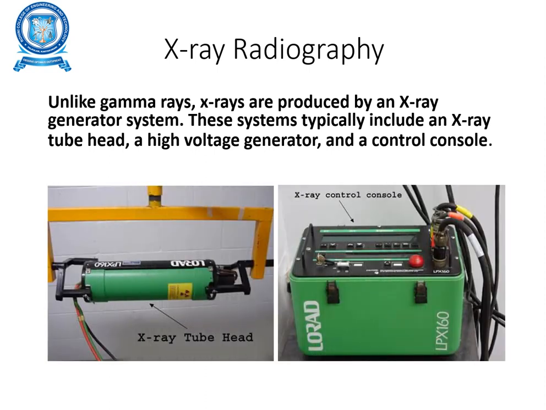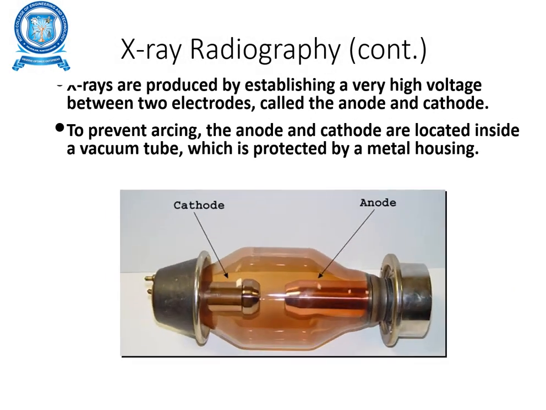So X-ray radiography, unlike gamma rays, X-rays are produced by an X-ray generator system. These systems include an X-ray tube head, a high voltage generator, and a control console. So this is what the X-ray tube looks like, as shown here. X-rays are produced by establishing a very high voltage between these two electrodes, that is a cathode and anode. And to prevent arcing, the anode and cathode are located inside a vacuum tube. So this is a vacuum tube which is protected by a metal housing.